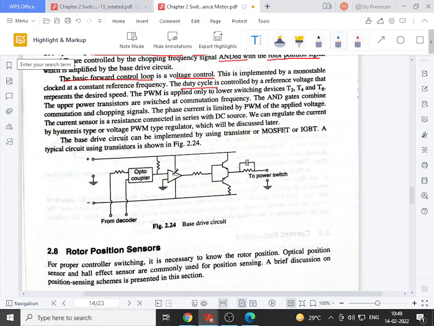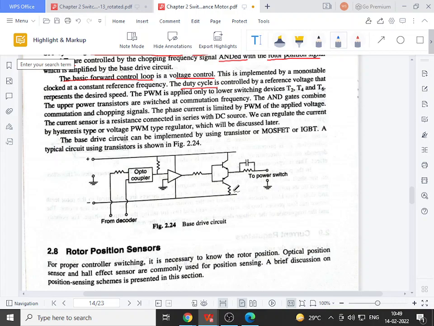In every control system there is an optoisolator. So when you go for your final year projects and implement any control strategies, you definitely have to use an optoisolator or optocoupler, so that there is electrical isolation between the control and power circuits. This is the simple base driver circuit, which is for a power transistor.